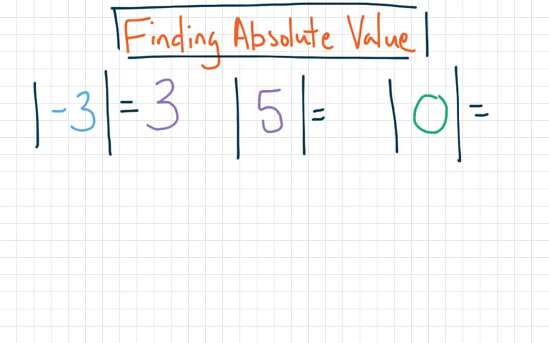The absolute value of 5 is 5 spaces from 0. And then the absolute value of 0, trick question, it's 0. 0 can't be any distance from itself. It is itself. So the absolute value of 0 would be 0.